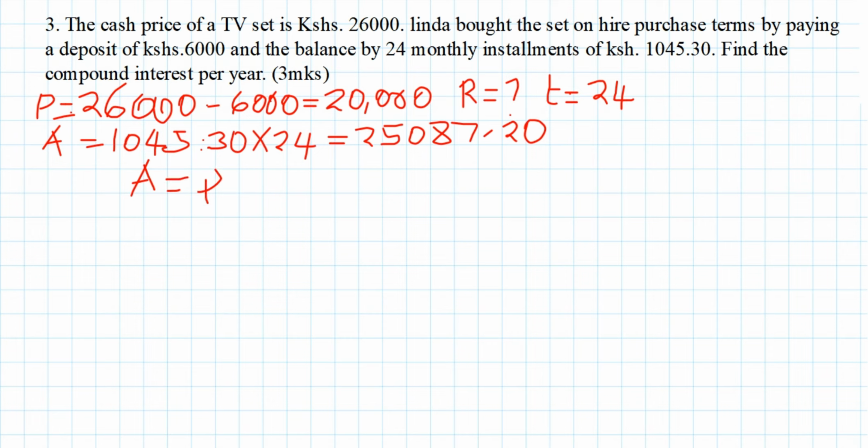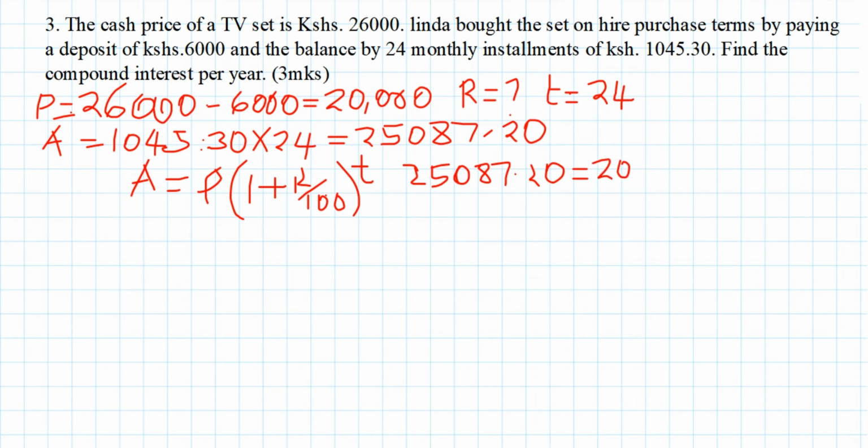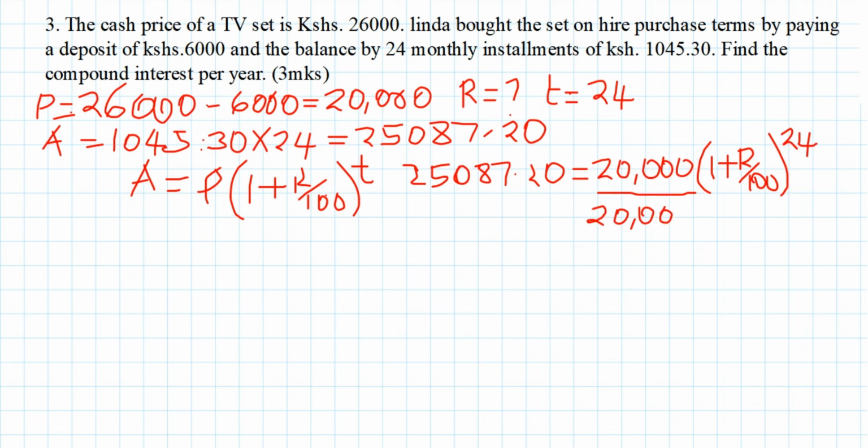So we know our formula as it is here. Now we substitute the values. So we substitute the amount, that's 25,087.20, will be equal to the principal, which is 20,000, and then 1 plus the rate, which we do not know, and then we raise it to the time, which is 24 in this context. And so the first thing, so that we can work out for R, is we divide both sides by that 20,000.